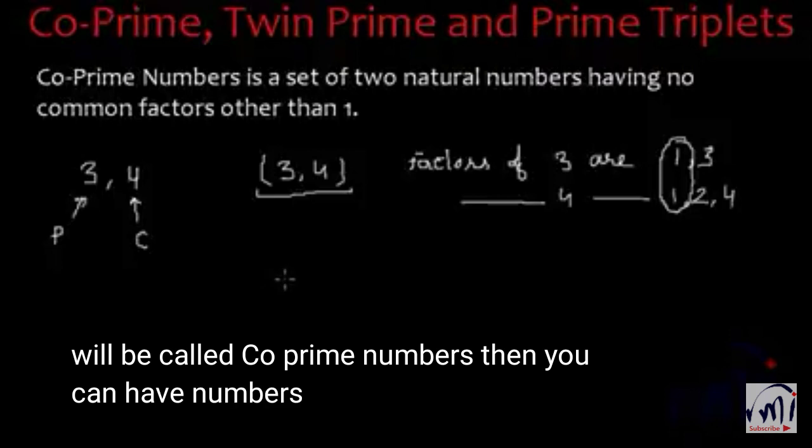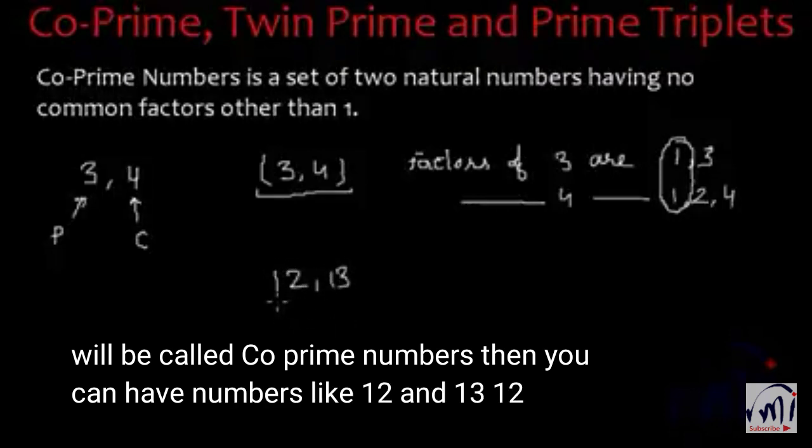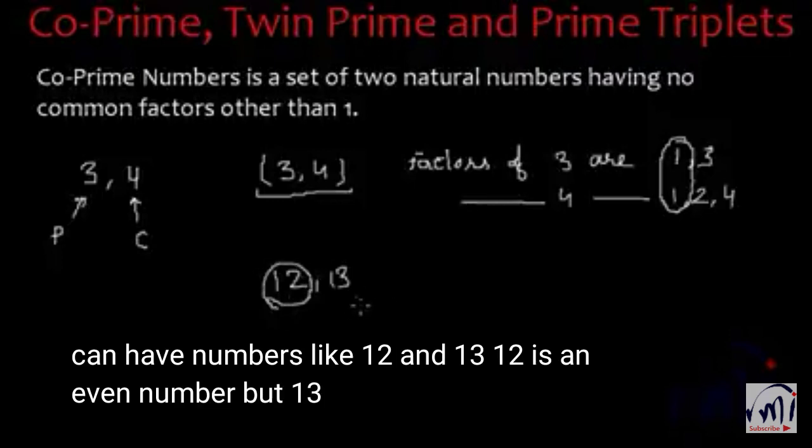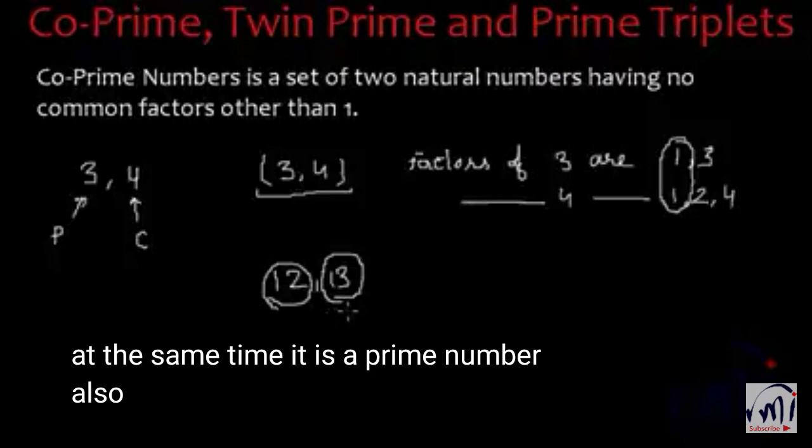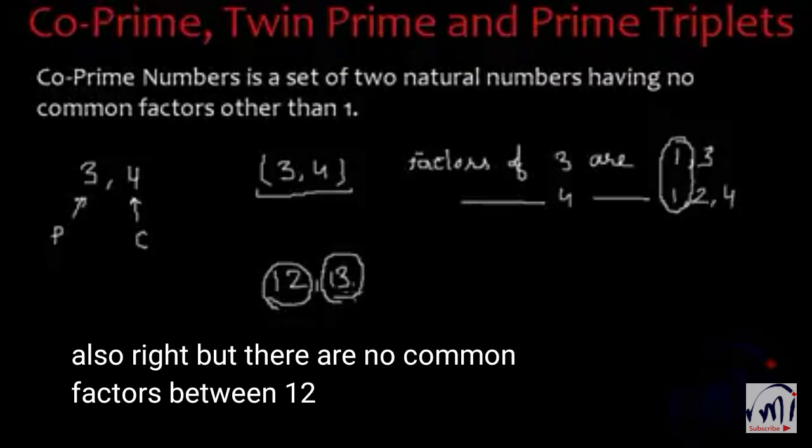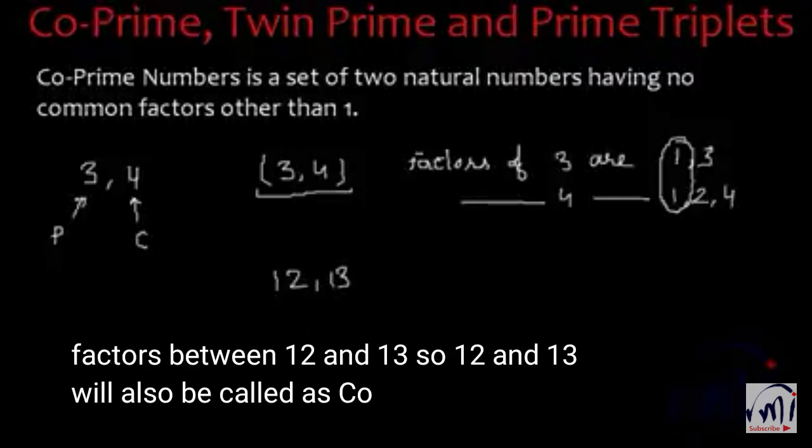Then you can have numbers like 12 and 13. 12 is an even number, but 13 is an odd number, and at the same time it is a prime number also, right? But there are no common factors between 12 and 13. So 12 and 13 will also be called coprime numbers.